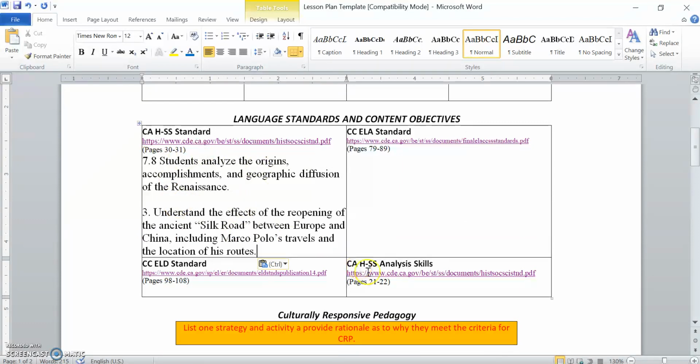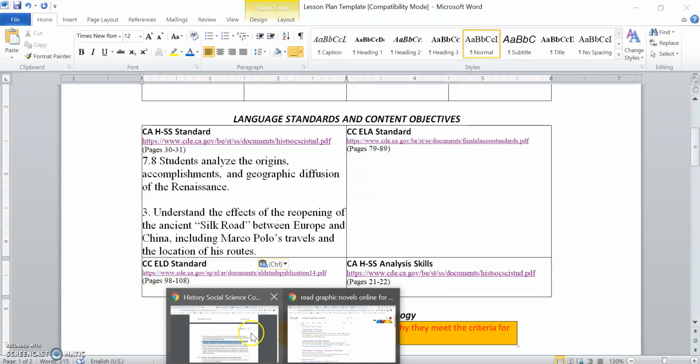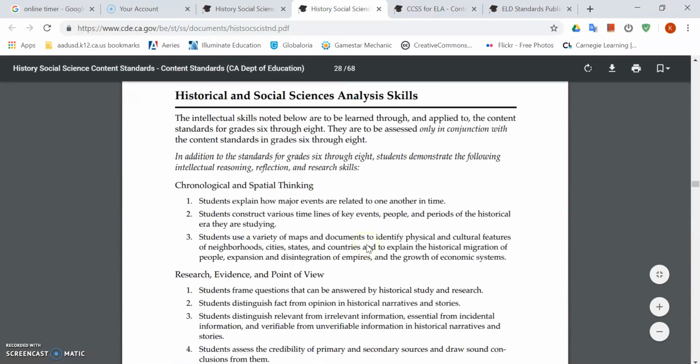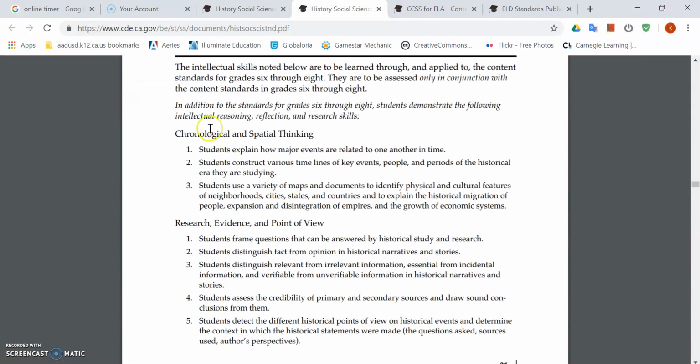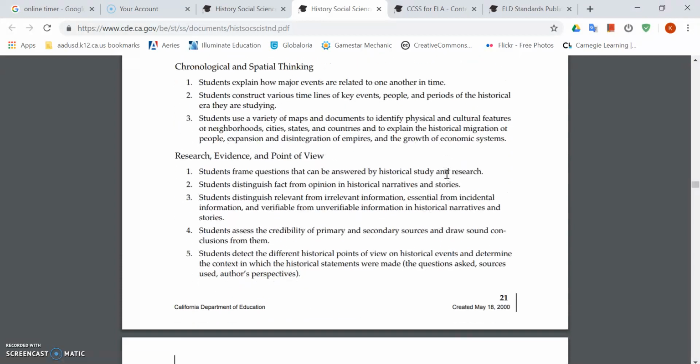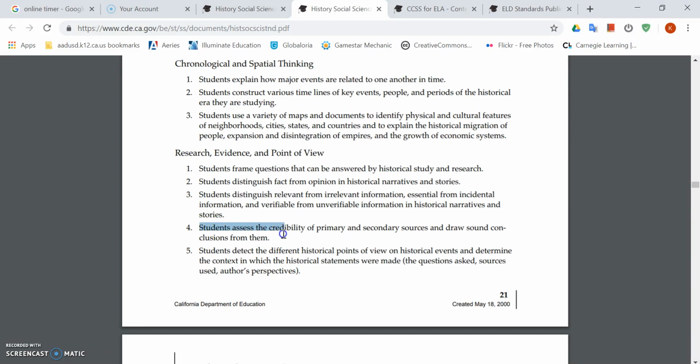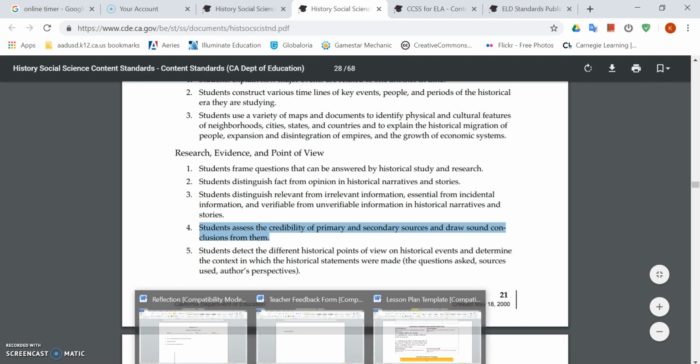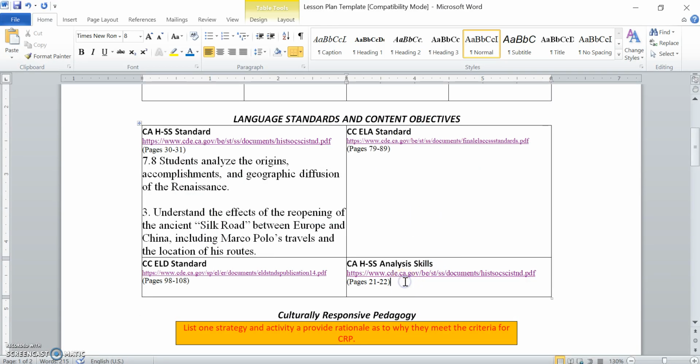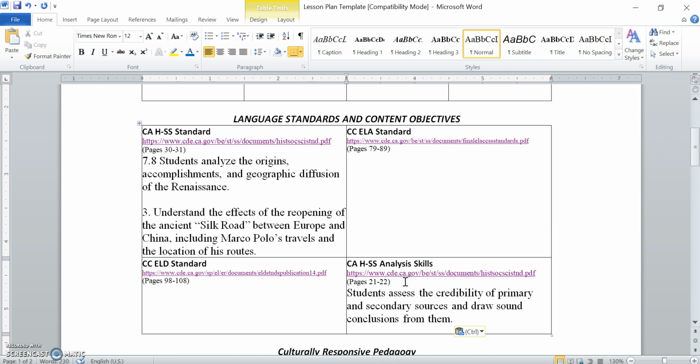Now, continuing with the California standards, as a historian, we don't just learn about history, but we think like historians. So if you go to pages 21 and 22, these are all the standards for thinking like a historian. So if you were to assess the credibility of primary and secondary sources and draw conclusions from them, kind of like what we did in the Socratic seminar back during first semester, where you analyzed those documents. Do you agree? Do you disagree? What is the document saying? Is it reliable, not reliable? That is a thinking skill that historians do, and you would put that here.